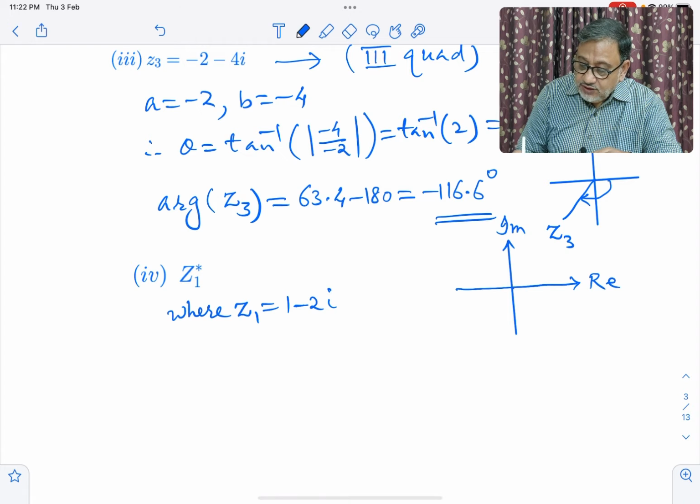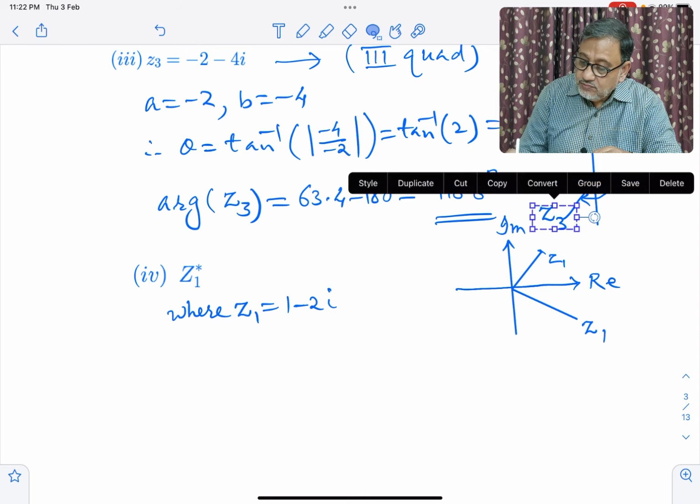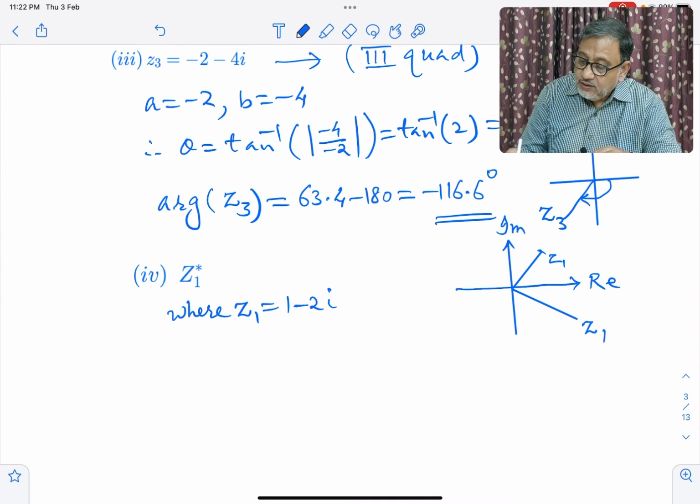So actually Z1 is here. Its conjugate will be in the first quadrant, right? Let me move this somewhere else. So Z1 conjugate will be here in the first quadrant. Let me write Z1 conjugate. And as you know, we just change the sign of the imaginary part. So negative becomes positive, 2i.